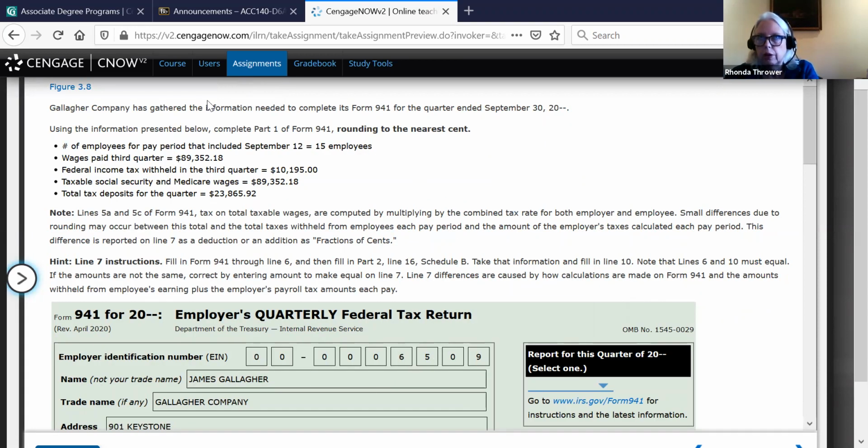First of all, you have to know who you are. You're the Gallagher Company, and you're gathering information that's needed to complete Form 941. And this is for the quarter ended September 30th. That's an important piece of information there. We're going to use the information that's presented below to complete part 1 only in this problem of Form 941.